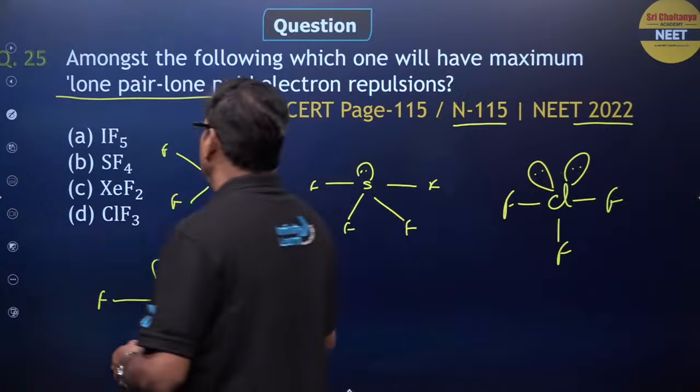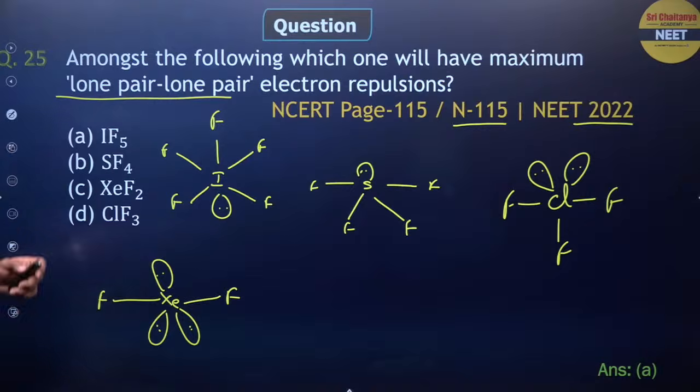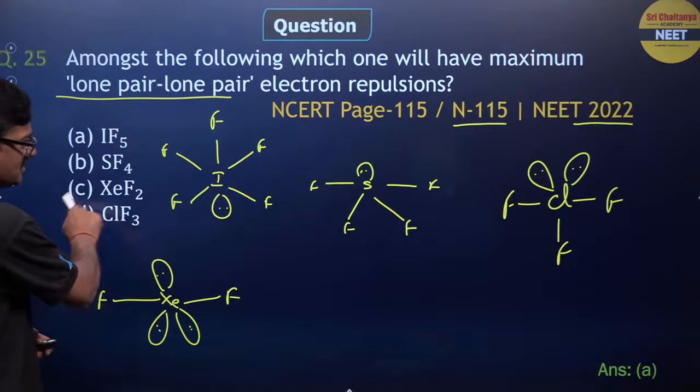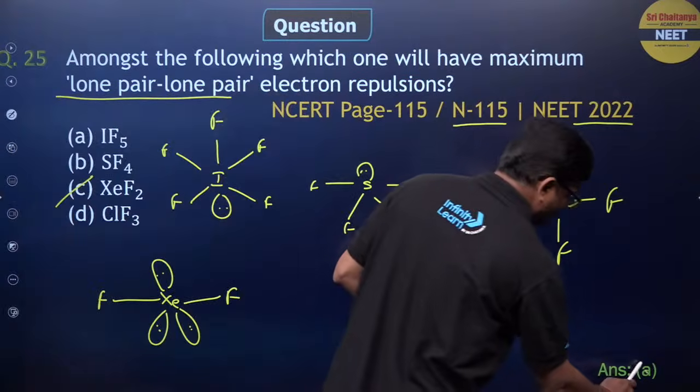Right, so now let us see what can happen. Maximum means it is going to be C, not A, it is going to be C.